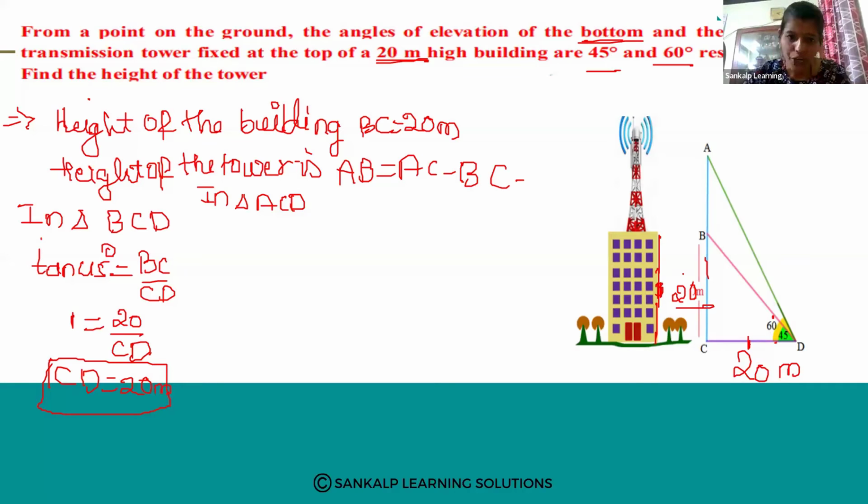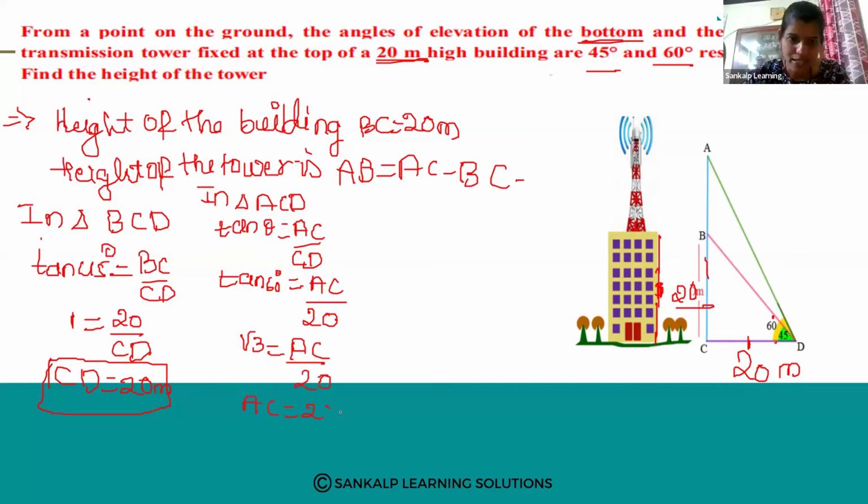So here we are going to consider tan theta, that is tan theta is equal to opposite side AC divided by adjacent side CD. Tan 60 degree is equal to AC, whose value we don't know, so write AC as it is. CD value is 20. The value of tan 60 degree is root 3. Root 3 is equal to AC divided by 20. Now transfer this 20 to this side. AC is equal to 20 root 3 meter.